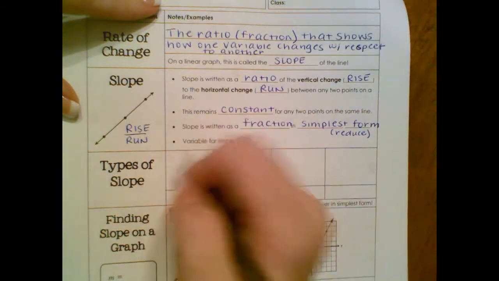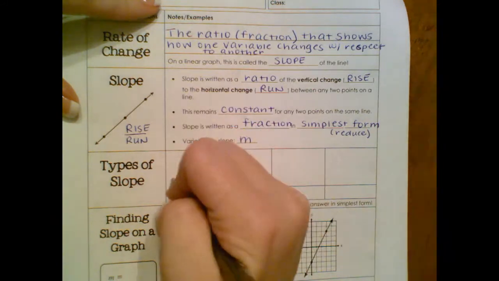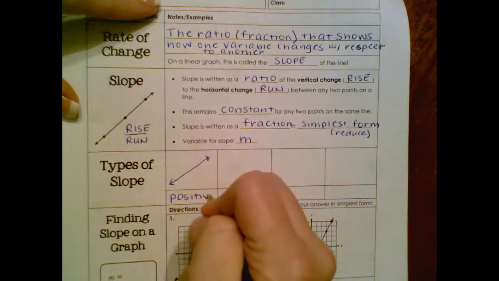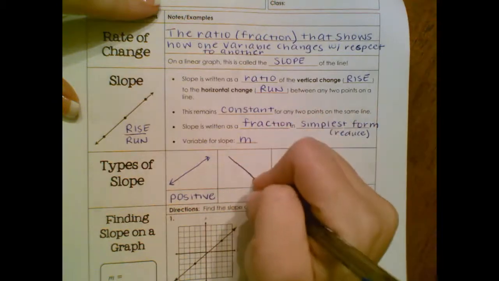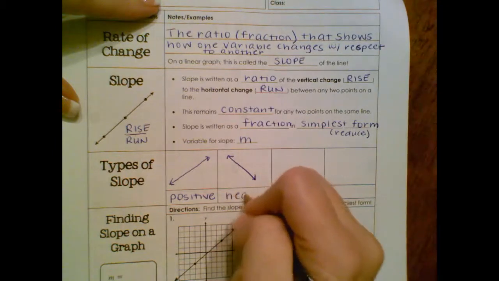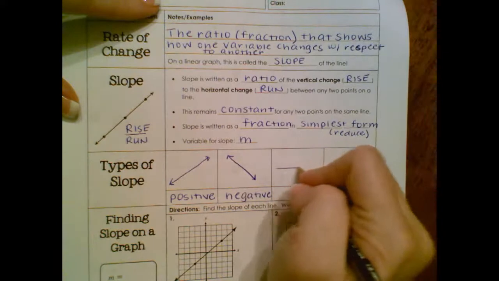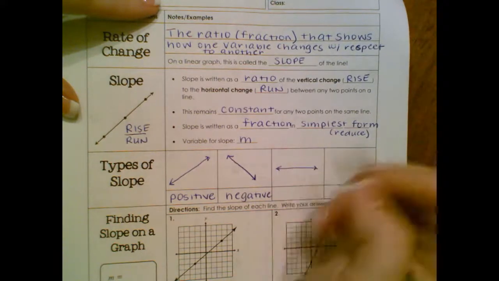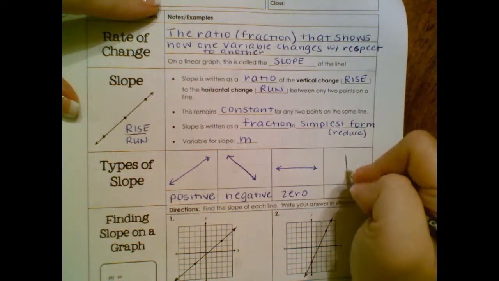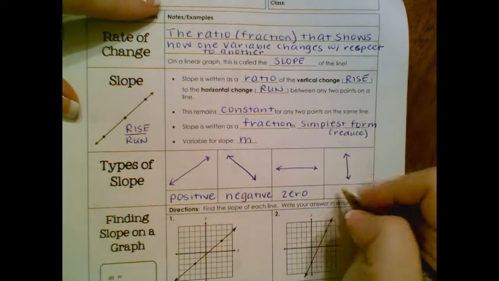So we have 4 different types of slopes. We have a positive slope, where my line goes up. We have a negative slope, where my line goes down. We have a zero slope, where my line goes side to side. We have an undefined slope, where my line goes straight up and down.